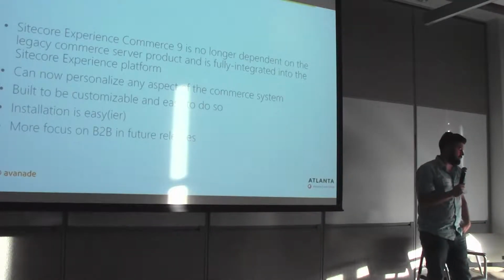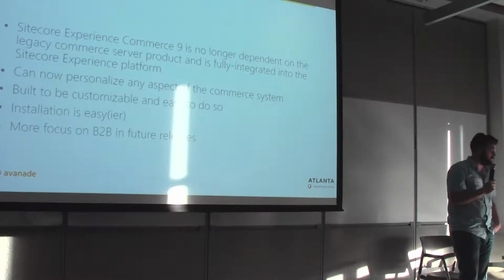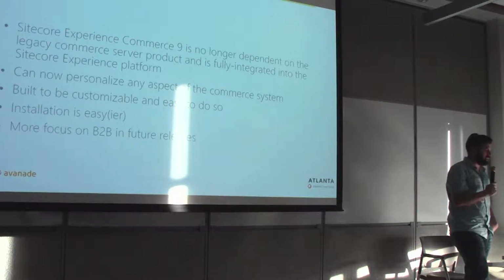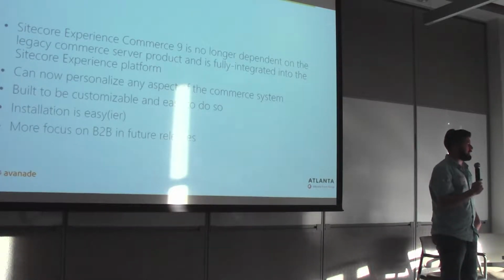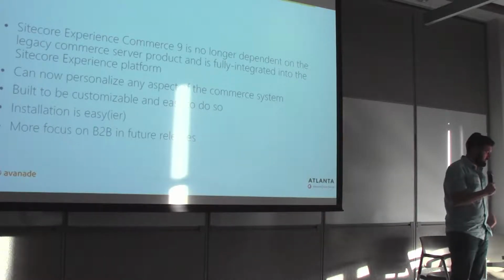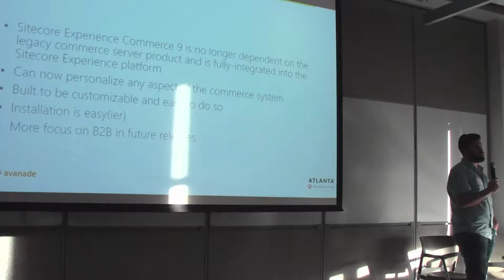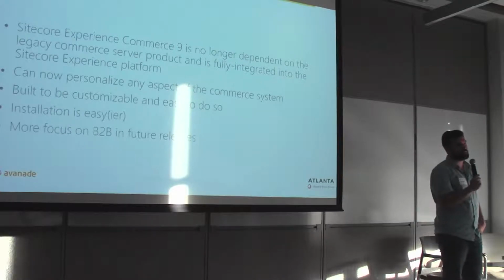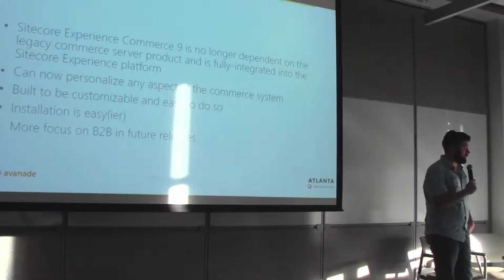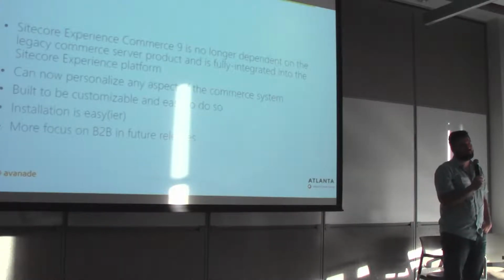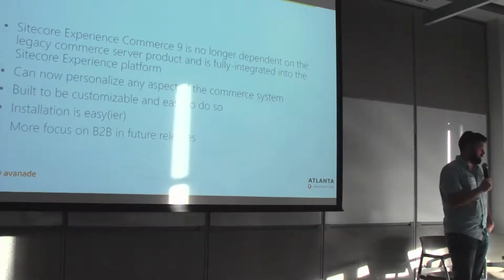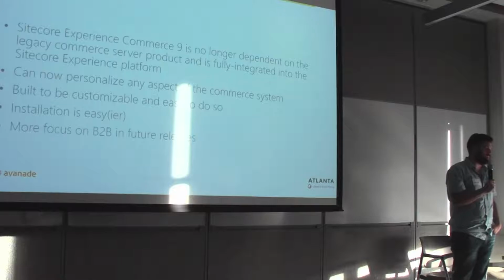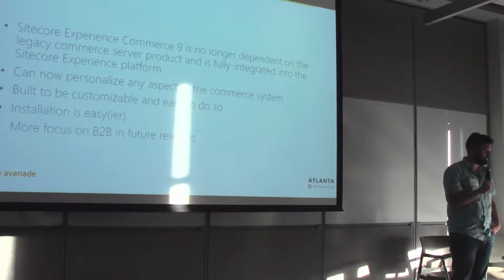So in summary, Commerce 9 is no longer dependent on the legacy Commerce product. We can now personalize any aspect of the Commerce system, getting that connection to the customer data. Installation is easier, I say. It uses the Sitecore installation framework, which is known to be a little bit buggy, but it's all scripted now, so it should be, in theory, much faster. The focus on this existing release is B2C, and they've promised that B2B is in the future.